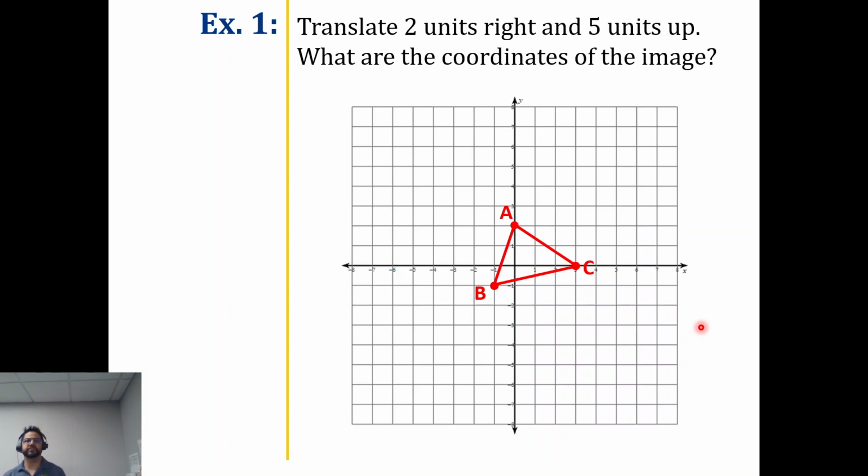All right, it says translate 2 units right and 5 units up. What are the coordinates of the image? So we're going to go ahead and practice our counting. What you would do on your homework is start with letter A. You would notice where you're located. You're technically on the y-axis.